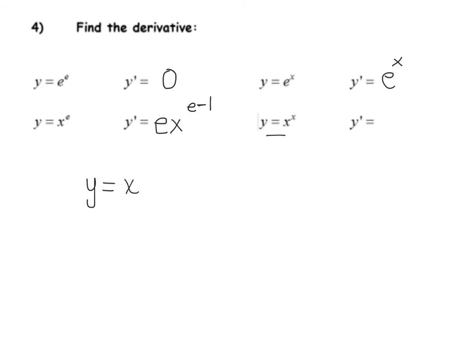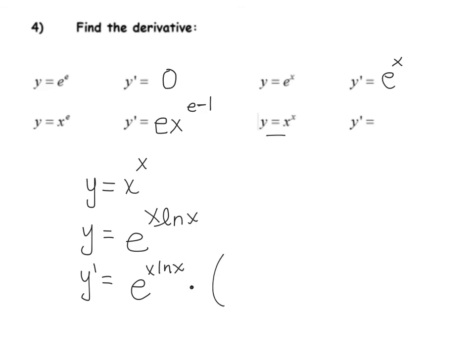So if y equals x to the x power, and we write it according to our e natural log of x, x in front, right? And then we take the derivative of this, right? We take the derivative of it, then we have e to the x natural log of x times the derivative of the top, which is the product rule. So first times the derivative of the second plus the second times the derivative of the first.